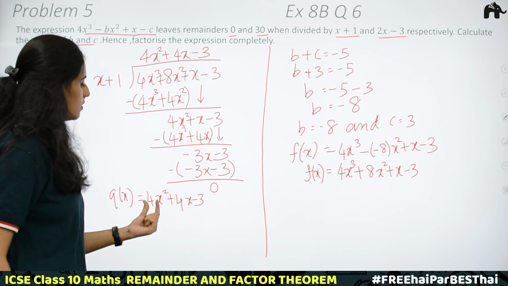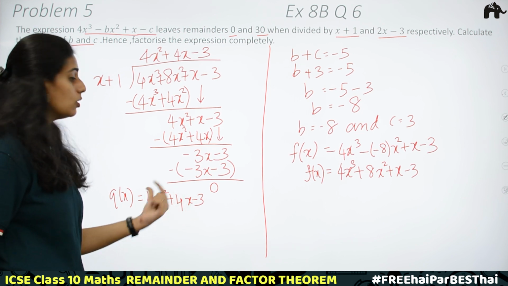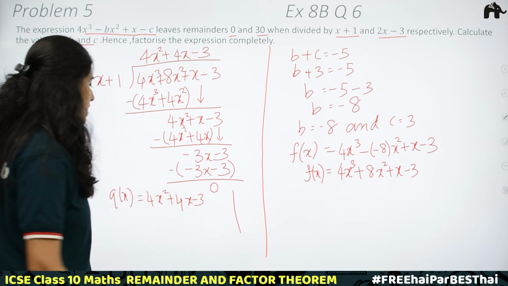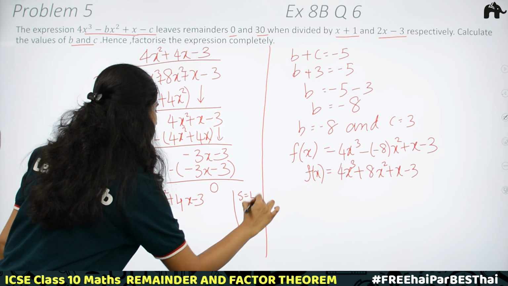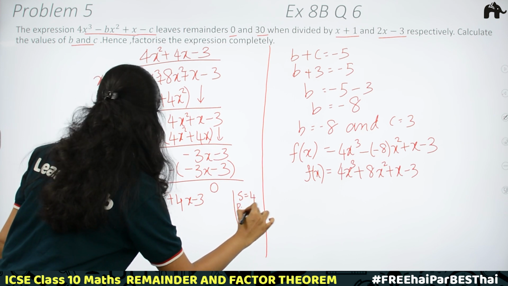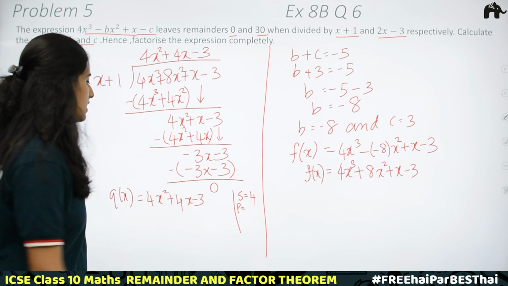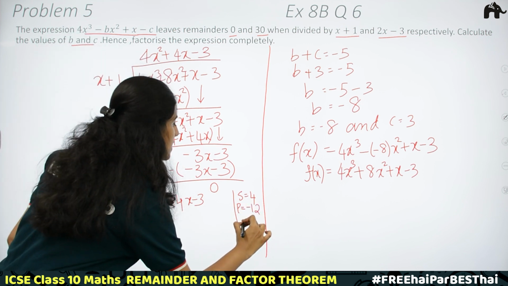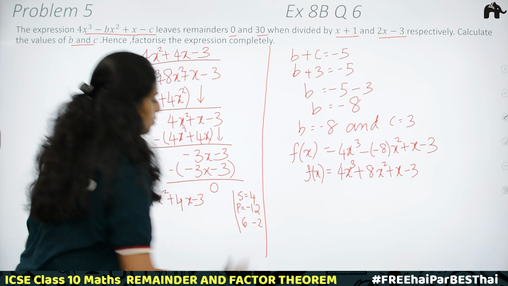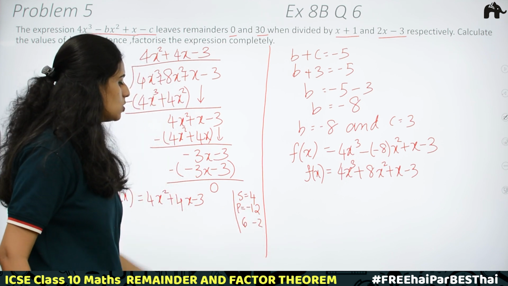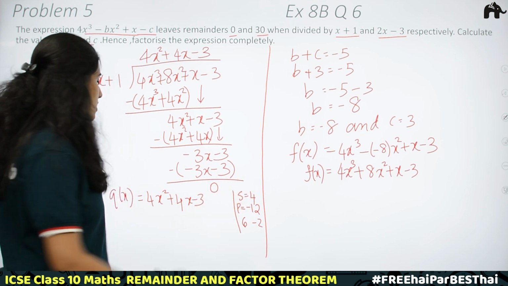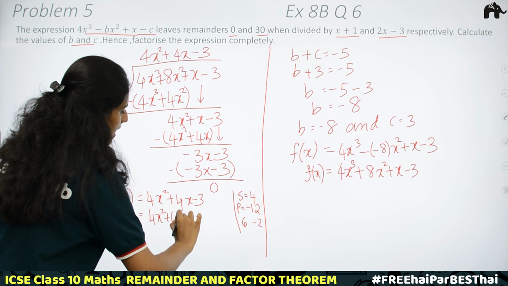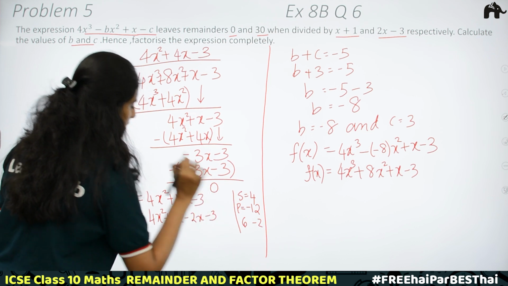When you factorize this, we get two other factors. Here, we have to choose two numbers for splitting the middle term such that sum is equal to 4 and product is equal to 4 into minus 3, that is minus 12. Okay. When I take 6 and minus 2, 6 into minus 2 is minus 12, 6 minus 2 is 4. So, we can split the middle term, that is equal to 4x square plus 6x minus 2x minus 3.